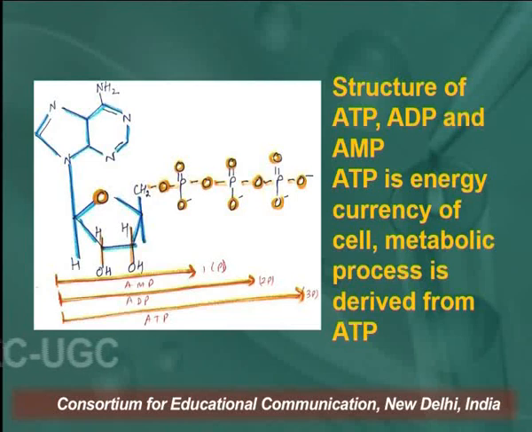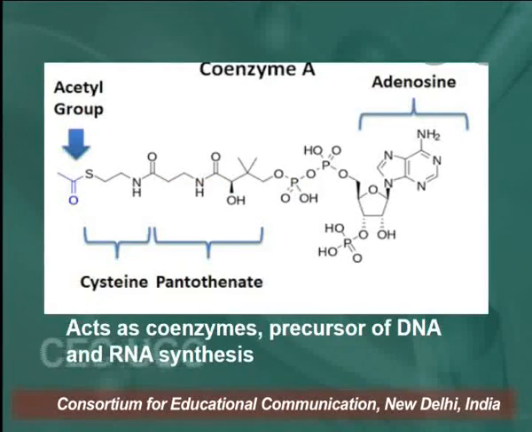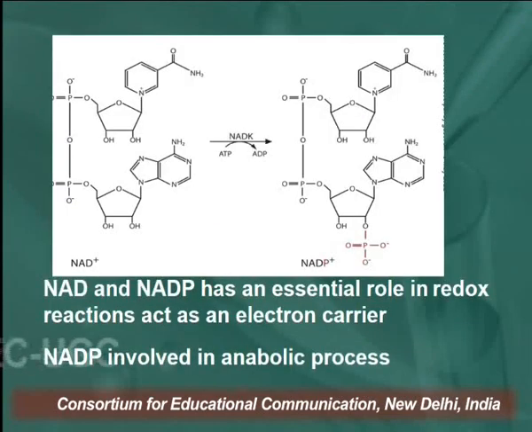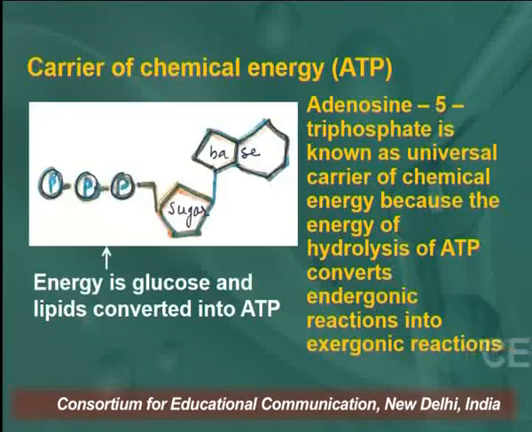So, ATP is the energy currency of the cell, and all metabolic processes are derived from ATP. It acts as a coenzyme and precursor of DNA and RNA synthesis. NAD, nicotinamide adenine dinucleotide, or NADP has essential roles in redox reactions and acts as an electron donor carrier. NADP is involved in anabolic processes. ATP is a carrier of chemical energy.